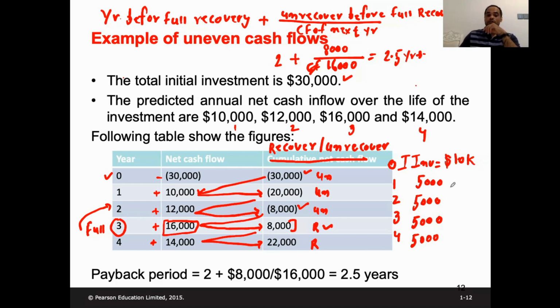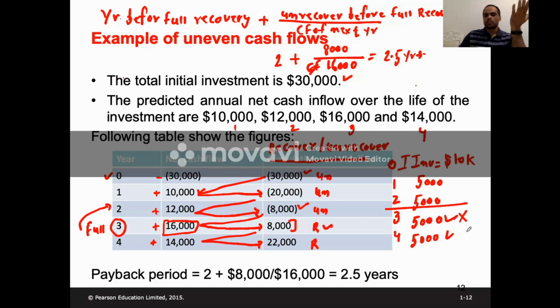That's your even cash flow. Yes, 2 years. So you do not need to add year 3 or year 4. You don't need to worry about year 3 and year 4 when you calculate this formula. Exactly. That's why when you apply the uneven cash flow formula, you don't have to worry.